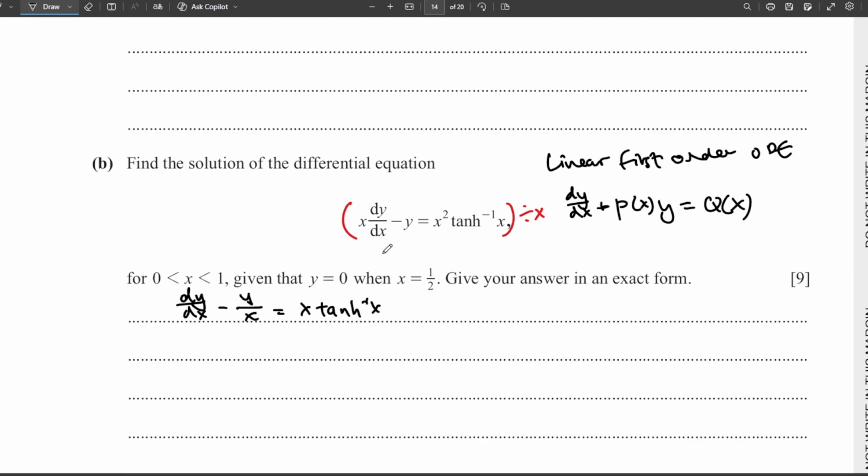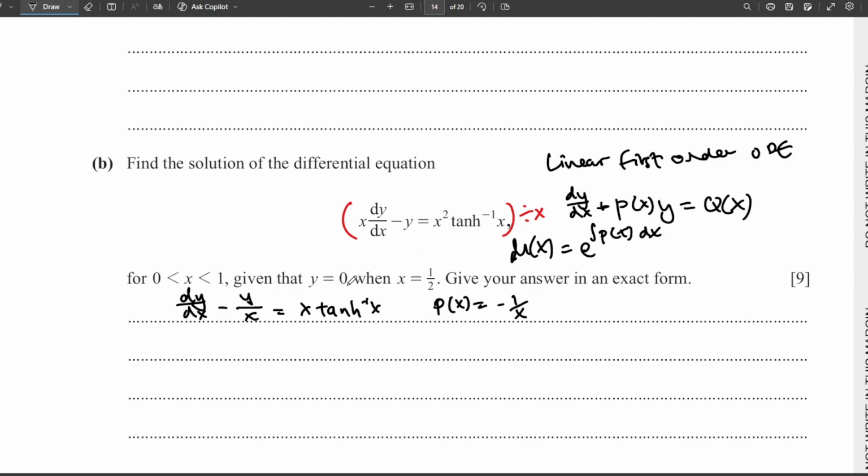So now we reduce it to the first order ODE form. How do we solve it? By using what we call the integrating factor. Mu of x will be e to the power of the integral of p of x dx. The p of x is the function here. In this case, our p of x will be negative 1 over x. So whatever the coefficient of y is, we take it as our p of x.